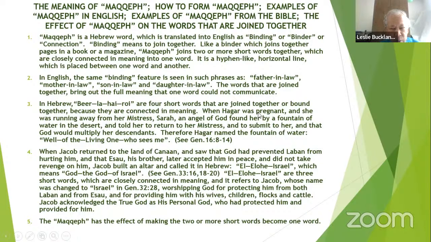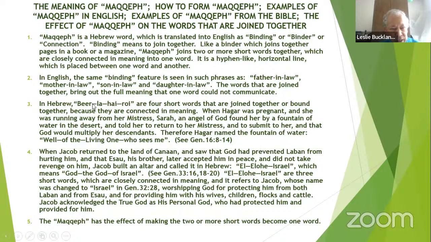When Hagar was pregnant and she was running away from her mistress, Sarah, an angel of God found her by a fountain of water in the desert and told her to return to her mistress and to submit to her, and that God would multiply her descendants. Therefore, Hagar named the fountain of water, and here's the translation.